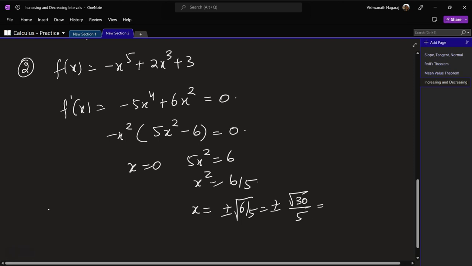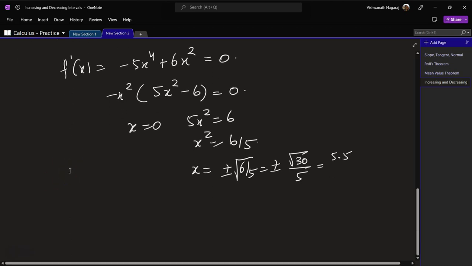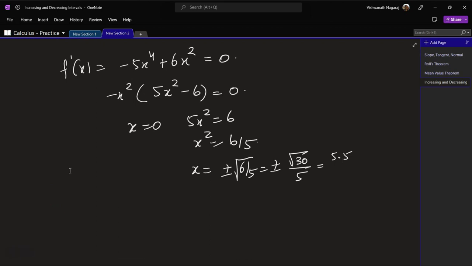And this, if you notice, this is root 30. Which means 5 times 5 is 25, 6 times 6 is 36, so it is somewhere in between. So let's take it as 5.5, let's say. This is just for us to figure out the values that we have to choose.